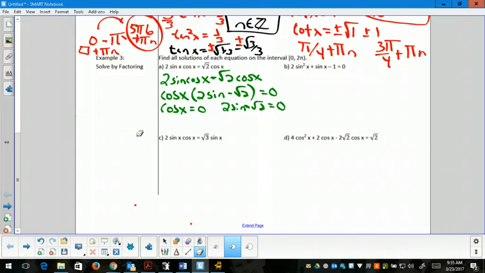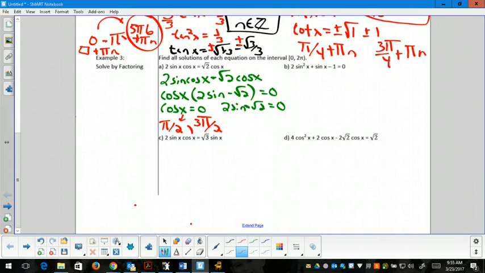I have to solve both of these now separately. So I have to say, oh, cosine is 0. That's easy. Cosine is 0 at pi over 2. So this gives me a solution of pi over 2. Now, is there any other place that cosine is 0? 3 pi over 2. So I have to include 3 pi over 2. Now I'm not putting the plus 2 pi n because they restricted the domain to 1 unit circle from 0 to 2 pi. So that's 2 of my answers.